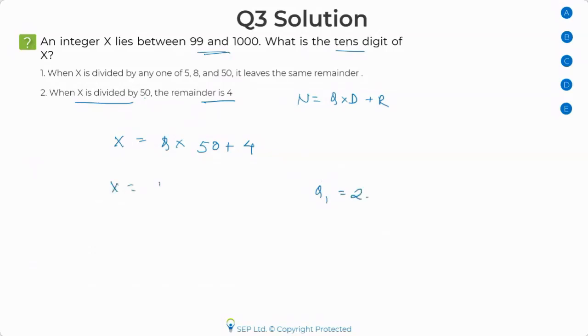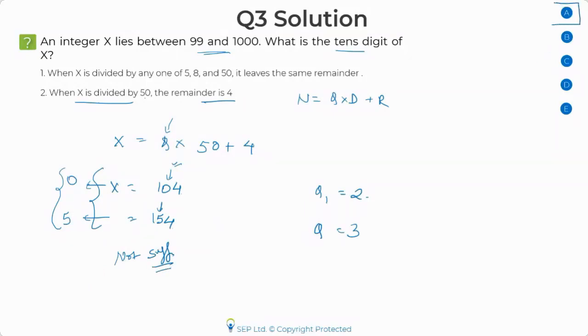If I put 2, I'll get 104. So my tens digit is 0, which is fair enough. But if I take q as, say, 3, I end up getting 154. Right? If I put 3 here, I'll get 154. And now I'm getting the tens digit as 5. So from the second statement, I'm getting contradictory answers. In one case, I'm getting 0. In the other case, I'm getting 5. And since I'm getting contradictory answers, I'll say this statement is not sufficient. Thus, the correct answer in this case is going to be option A.